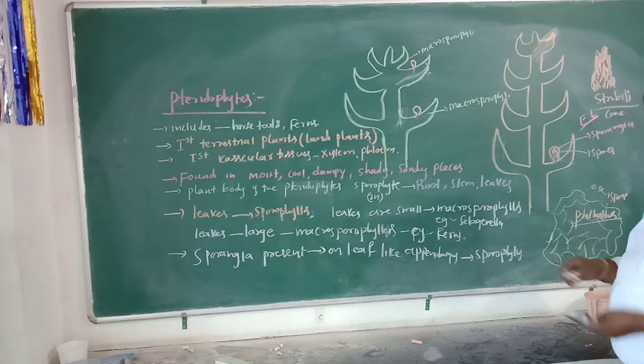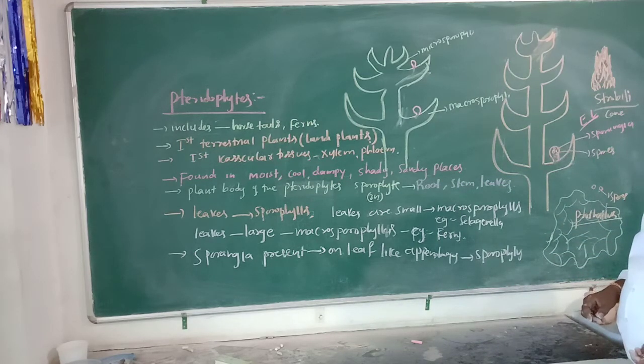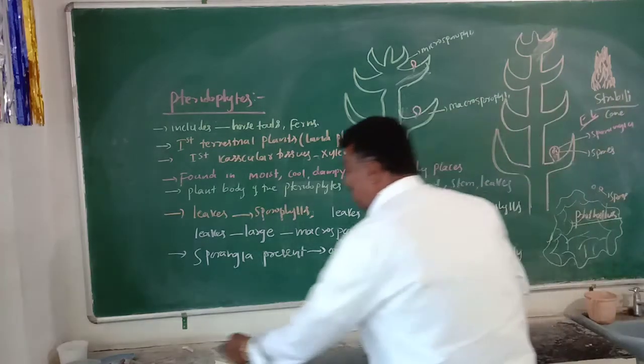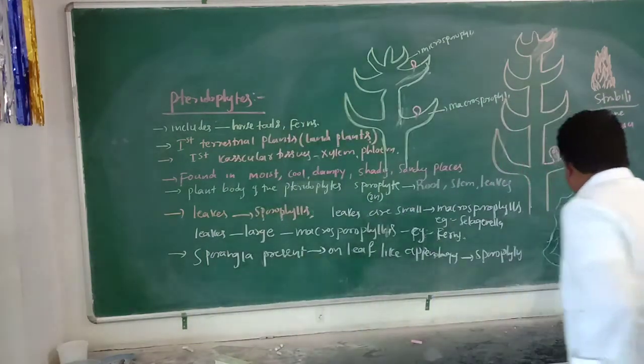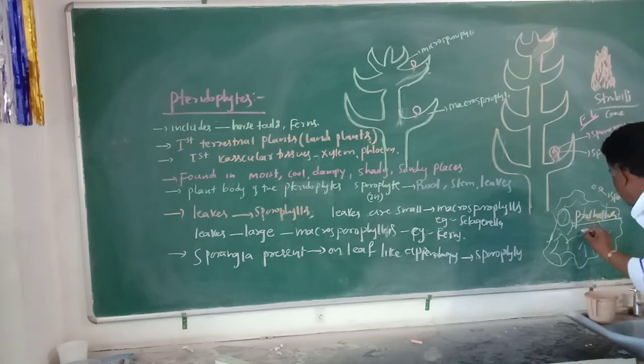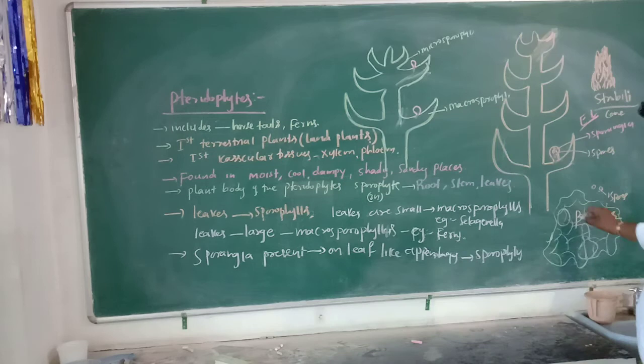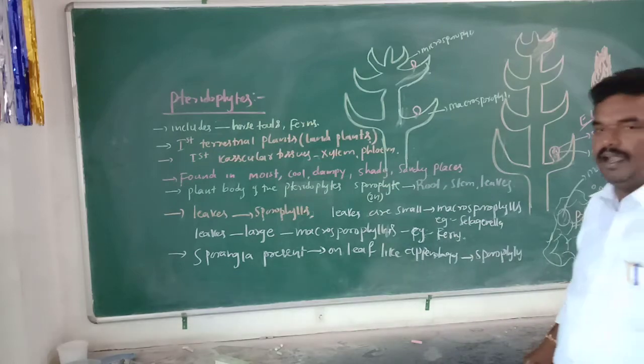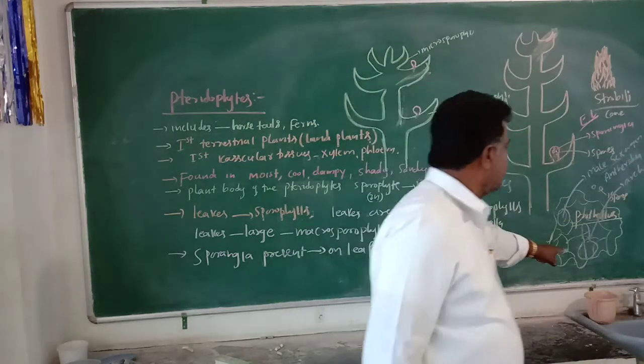Now this prothallus consists of sex organs. What is on this prothallus? Sex organs. What are those sex organs? You can take antheridium as well as archegonium. The male sex organ is called antheridium, the plural being antheridia, and the female sex organ is called archegonium, plural archegonia.